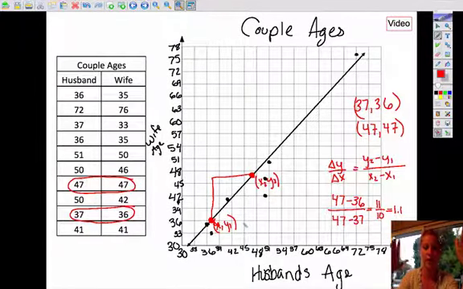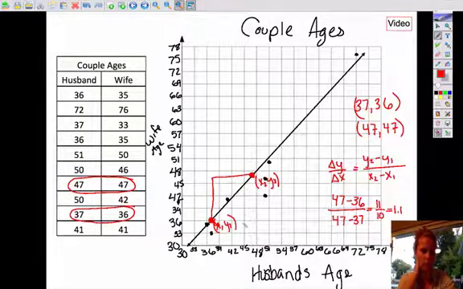But we can look at that and say women and men are close to increasing their age 1 year at a time. For every 1 year older the man is, the woman's 1 year older as well. That doesn't mean that they're the same age. It just means the rate of change is close to 1.